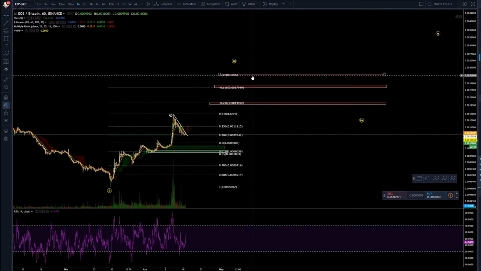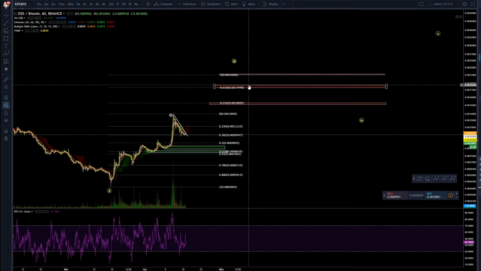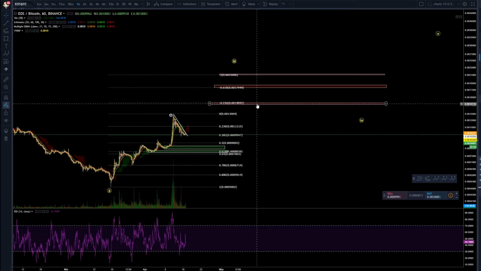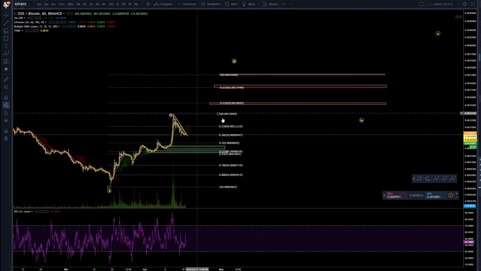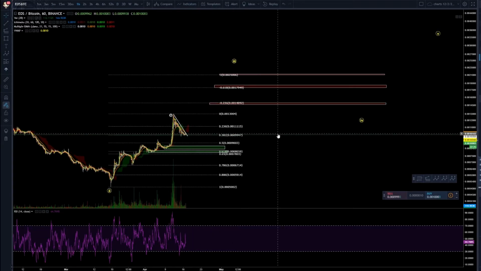That's what we will target for EOS. Like, that's the bigger target, right? And then we have an in-between target of 0.00185 around there, and we'll have a target of 0.00147. This is only just higher than that, but still, like I said, it's still a good percentage gain.